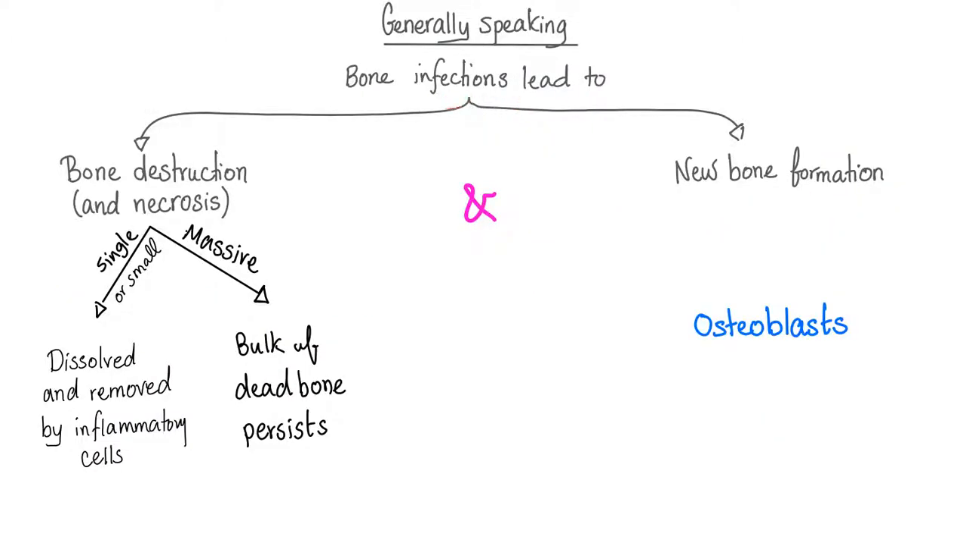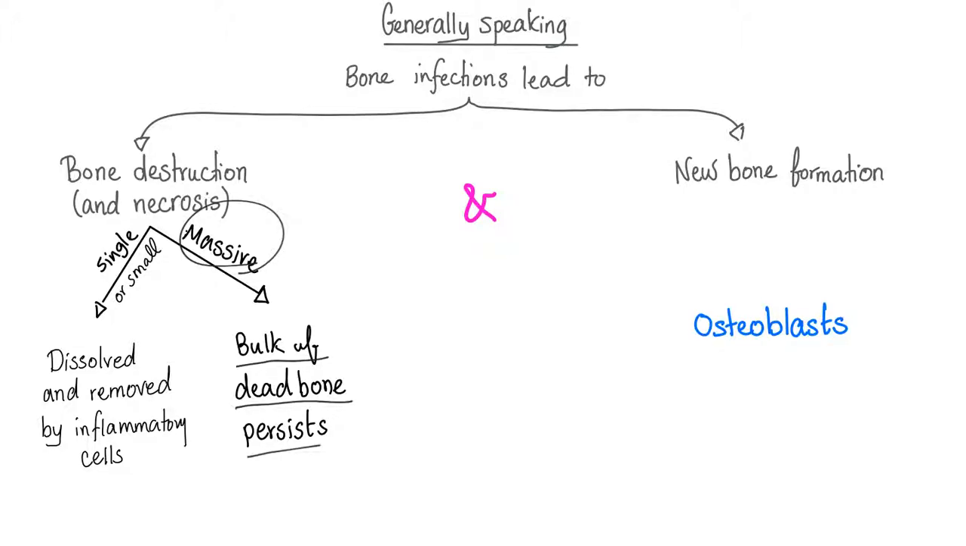Generally speaking, bone infections lead to bone destruction and necrosis, as well as new bone formation. This is an and, not an or. Bone destruction, necrosis. The necrosis could be single or multiple, but very small, or it could be massive. If it's single, it's going to be dissolved and removed by the inflammatory cells. But if it's a bad, ugly, massive necrosis, it's going to form a bulk of dead bone, and it's going to persist and stay, and it's not going to be cleared.